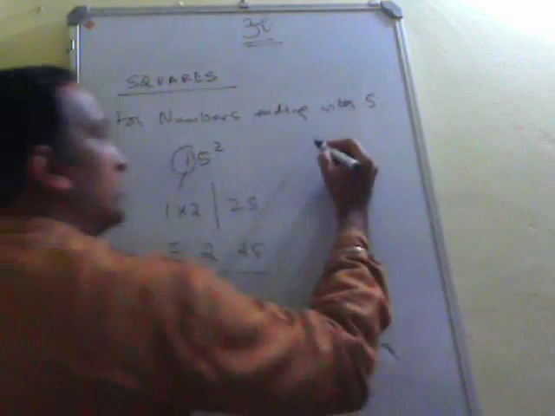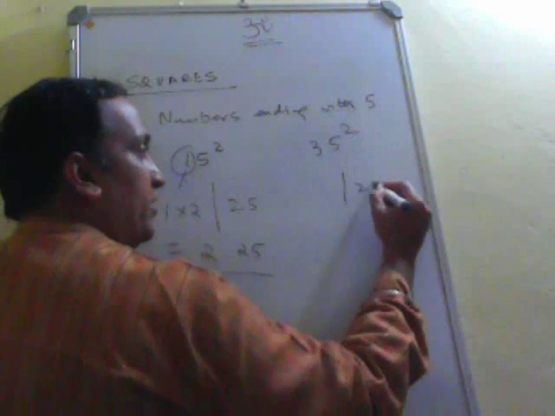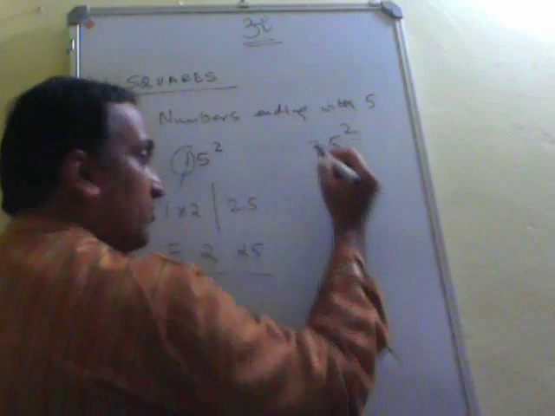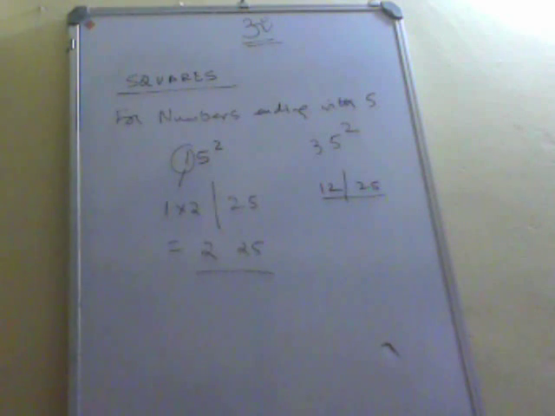Similarly, what is 35 square? First you put 25. 3 plus 1 is 4. 4 into 3 is 12. So 1225.